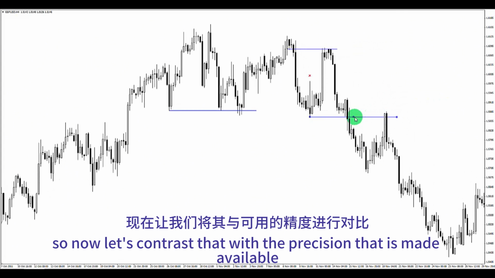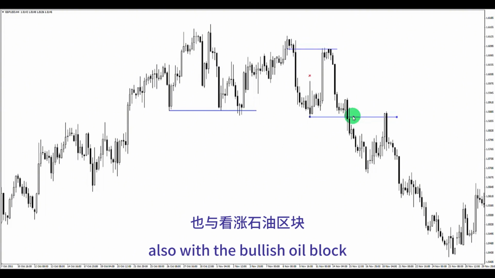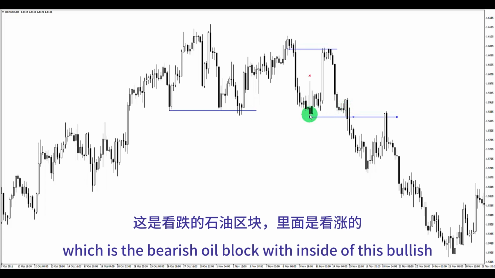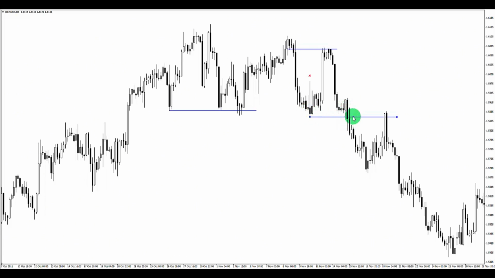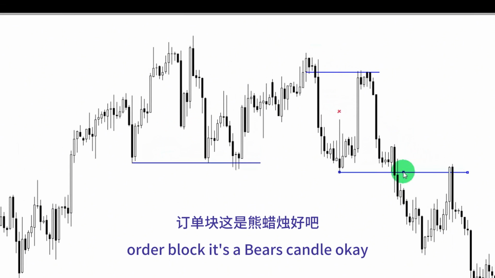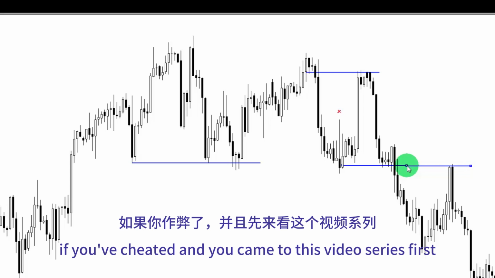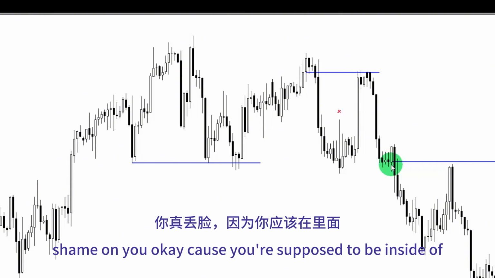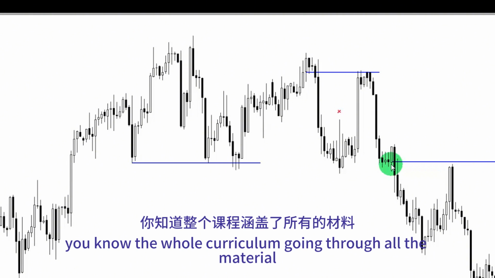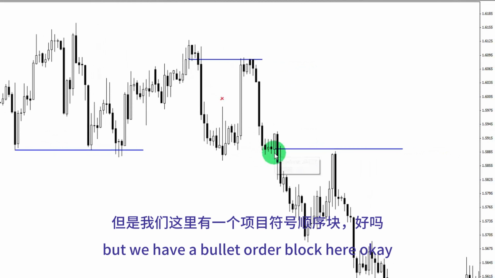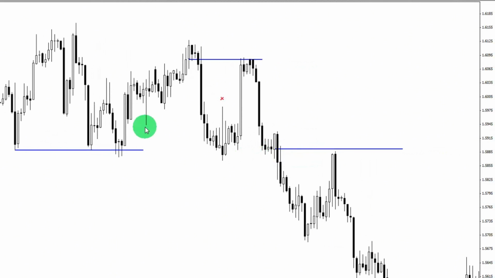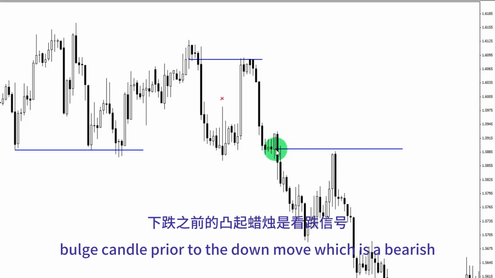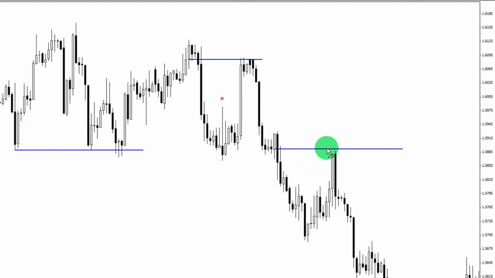So now let's contrast that with the precision that is made available also with the bullish candle here, which is the bearish order block. In other words, I know I'm probably confusing some of you. If you've cheated and you came to this video series first, shame on you, because you're supposed to be inside of the whole curriculum, going through all the material. But we have a bullish candle here, I'm sorry, bullish candle rather. I'm tripping you all up there. Bullish candle prior to the down move, which is a bearish order block.